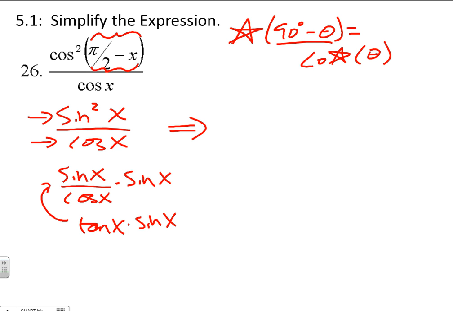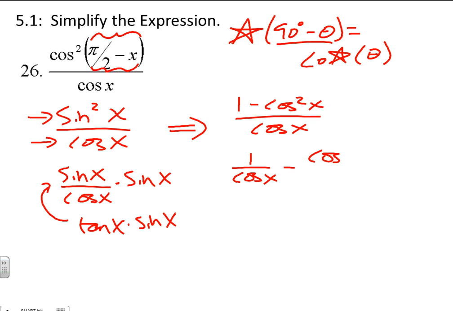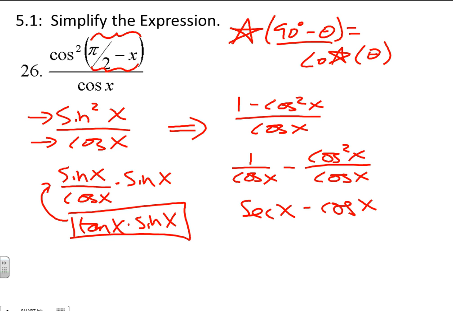And sine squared, by its Pythagorean identity, can be written as 1 minus cosine squared of x. And that could be written as 1 on cosine of x minus cosine squared of x on cosine of x, or secant of x minus cosine of x. And now we're in that situation where simplified is sometimes in the eyes of the beholder. Which is more simplified? I think I could maybe make an argument in both directions here.